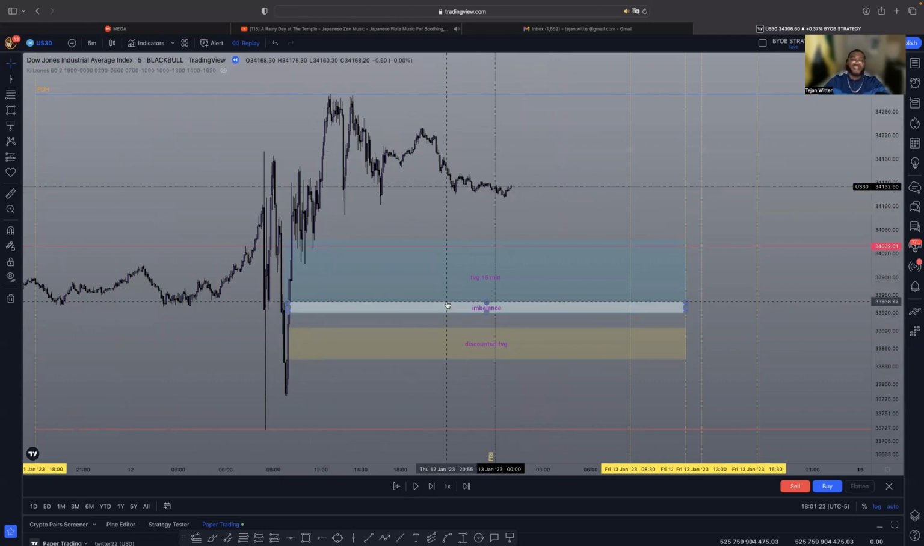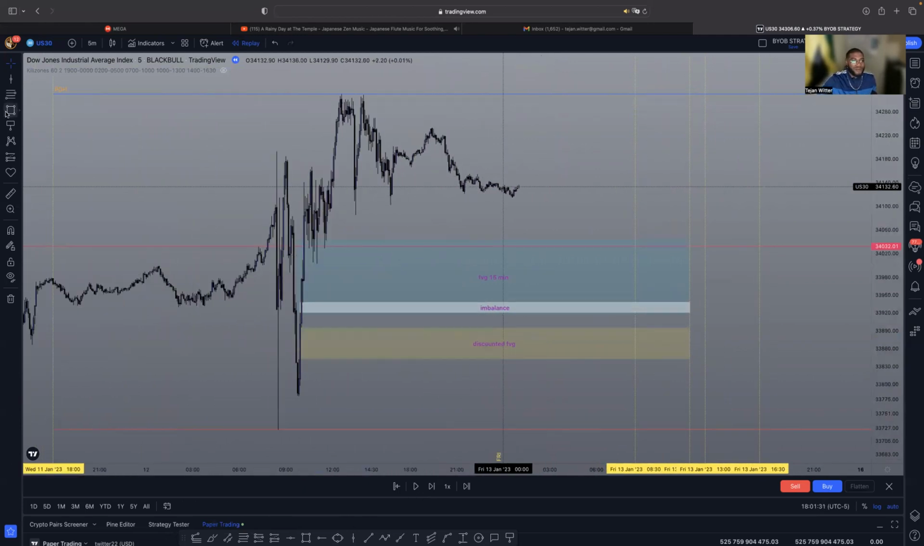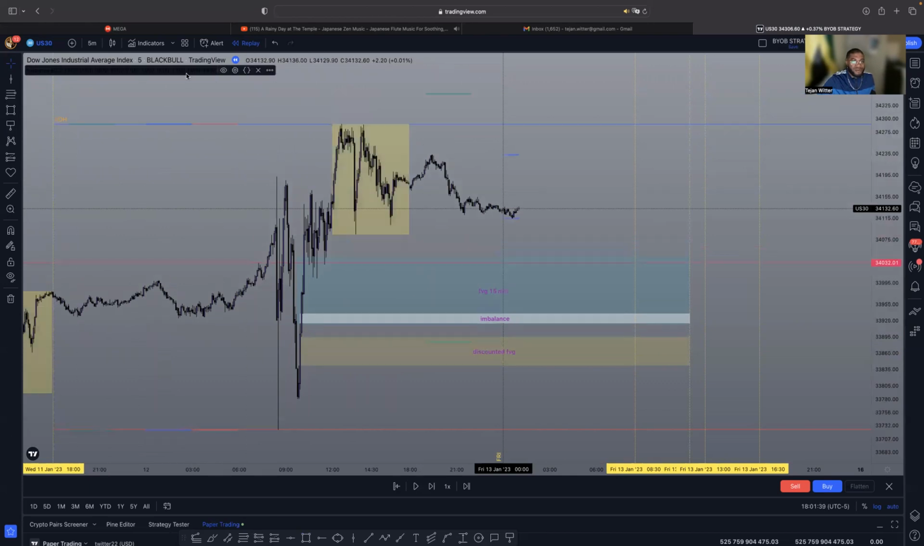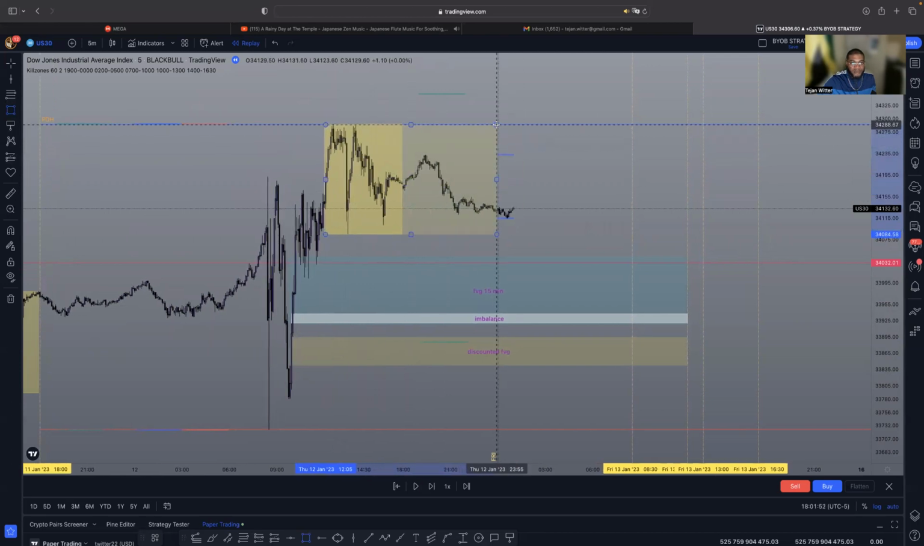So the Asian range is from 7 p.m. in the evening to midnight. So from the high to that low, that is basically where liquidity is built up during that consolidation. And I have a little indicator that I use, which is the ICT kill zones. That is basically easier for me to highlight the high and the low. That's all I use it for. So we have the Asian range high, Asian range low. We drag it out to midnight.